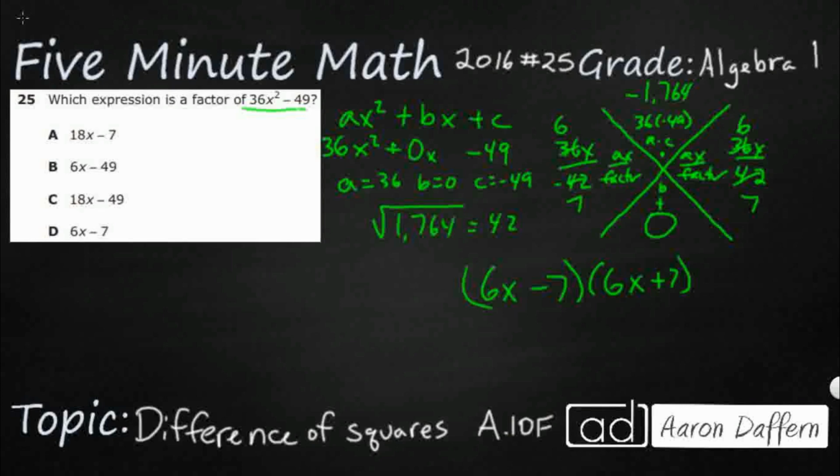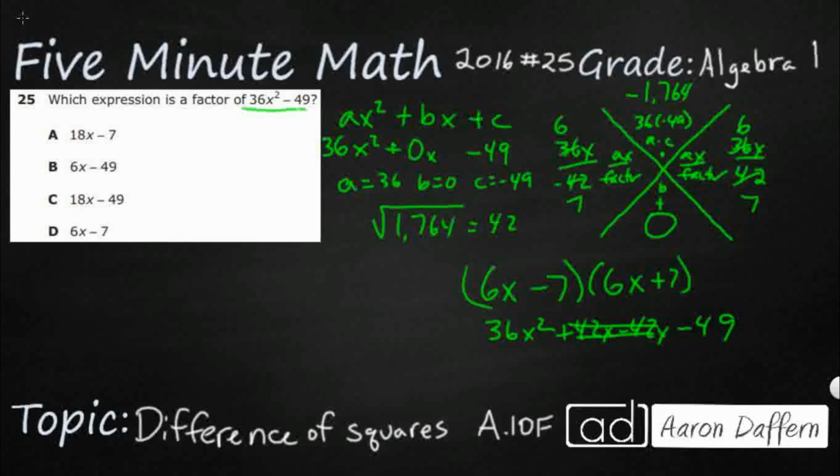And if we want, we could FOIL this out, but we see we're going to have a 6x. It's going to be 36x squared. And then we're going to get a plus 42x minus 42x. So that cancels itself out, and then minus 49. Now that's the long way.